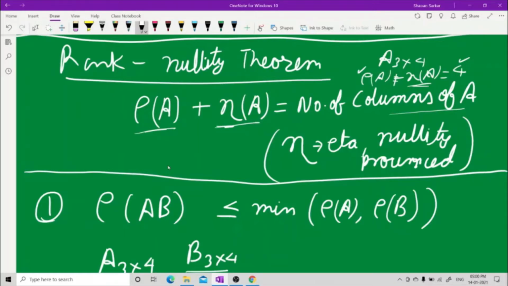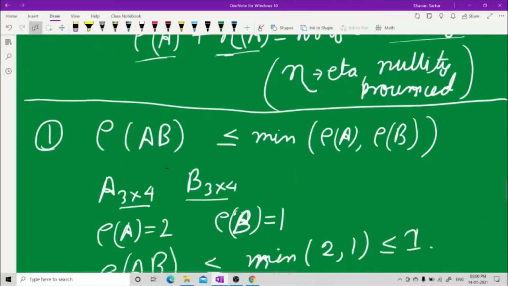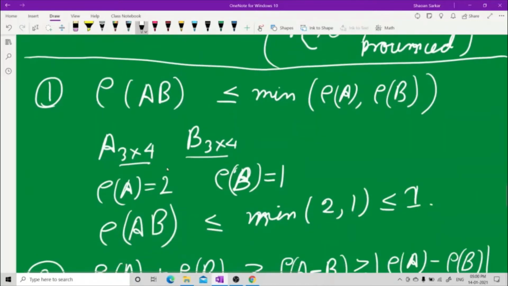Now for the next one, the rank of AB. You multiply two matrices AB in such a manner that it should be in this form. AB means this row and this column should be the same. A is a 3 cross 3 matrix and B is a 3 cross 4 matrix. So AB would be a 3 cross 4 matrix.